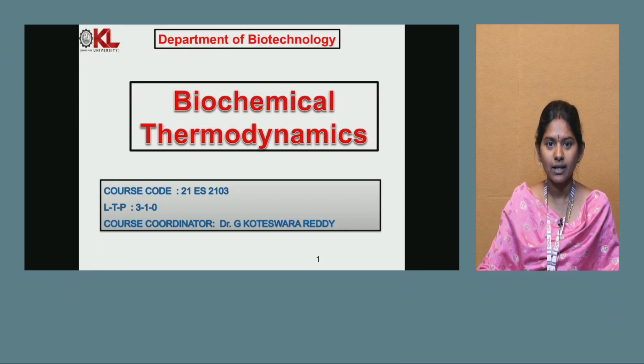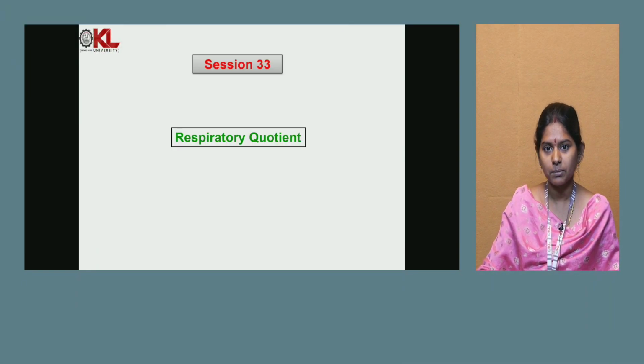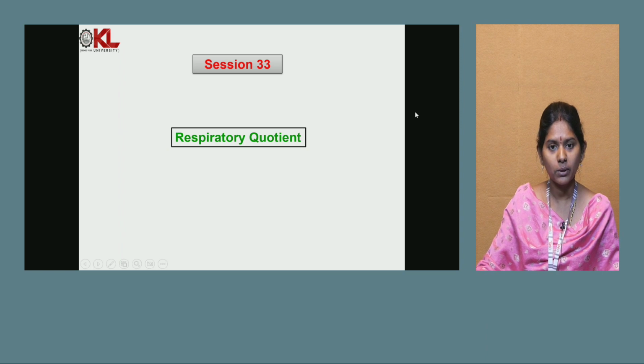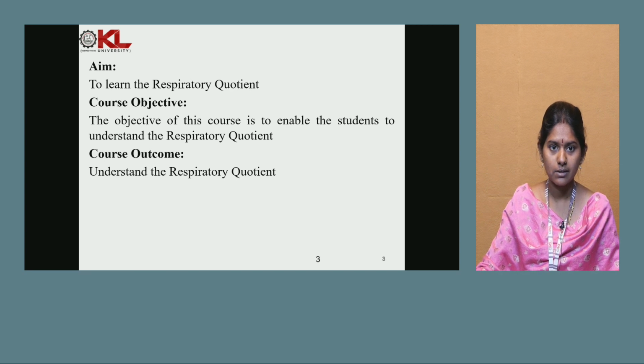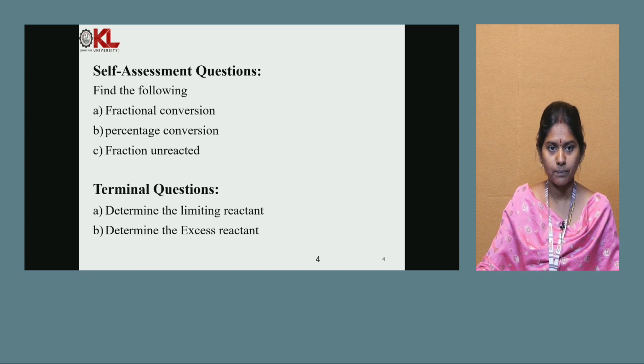Good morning. Today we will discuss the respiratory quotient. In the previous session we discussed cellular respiration. So now in this session we'll discuss what the respiratory quotient is.